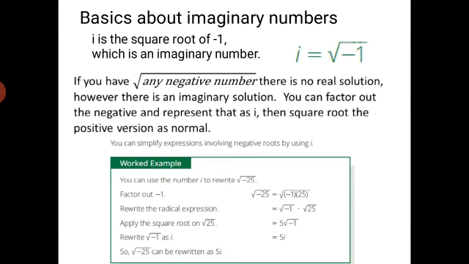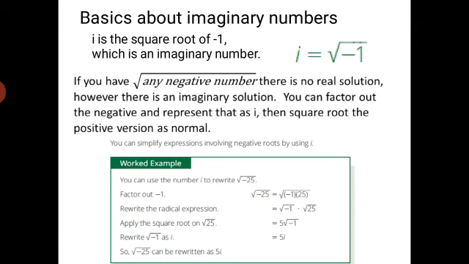Let's learn the basics about imaginary numbers. i is the square root of -1, which is an imaginary number. So we say i equals root of -1. If you have the square root of any negative number, there is no real solution. This implies that the square root of any negative number doesn't have a real number solution. So when you come across a problem like this in your level of mathematics, your teachers will tell you that the solution doesn't exist.